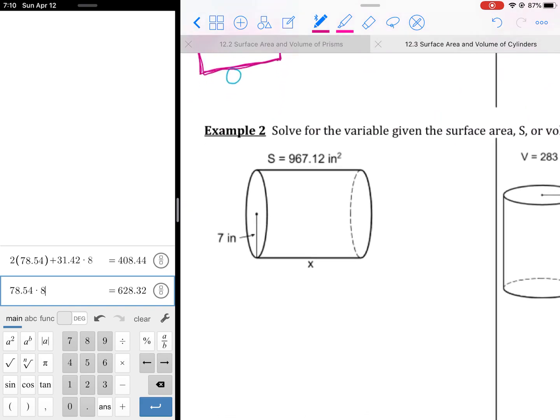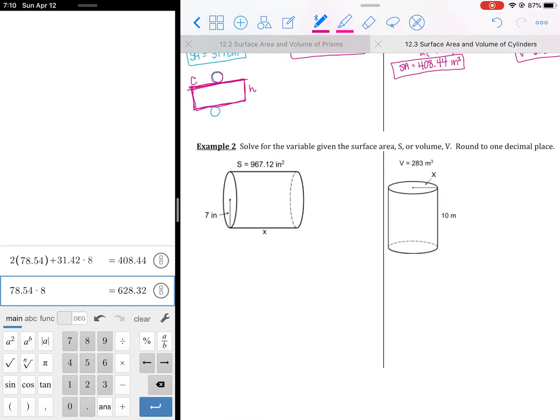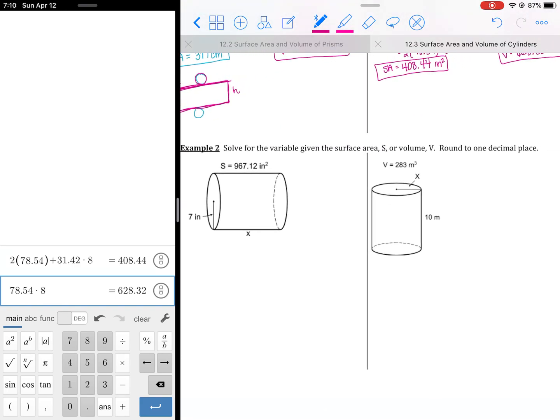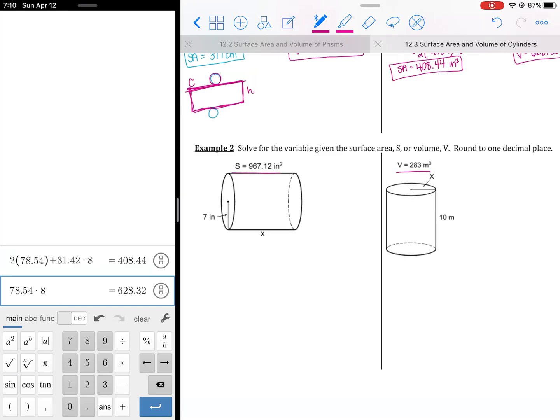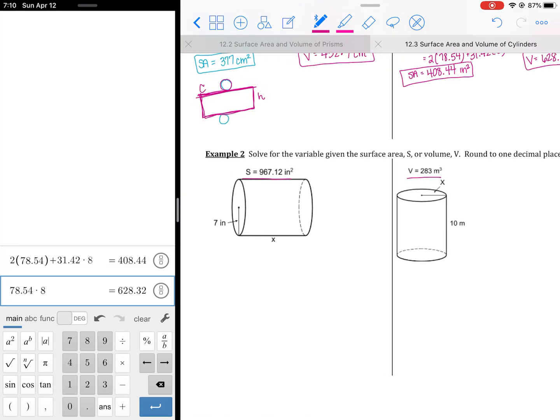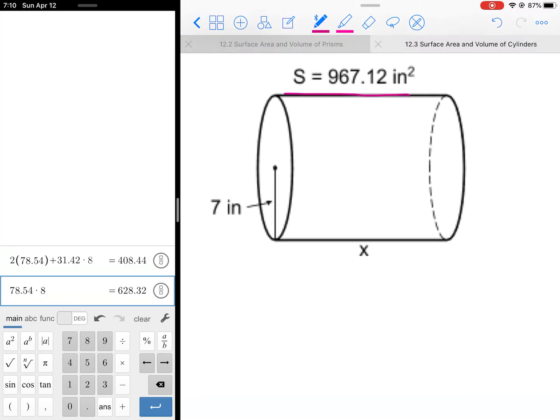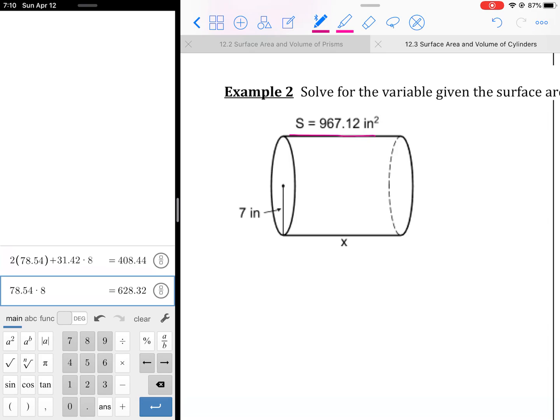So for our last two examples, we're going to be given either the surface area or the volume. In the first one, we're given the surface area, and in the second one, we're given the volume. So we're going to find the value of the variable. So I have surface area is 967.12. I have the radius, but I need to find the height.